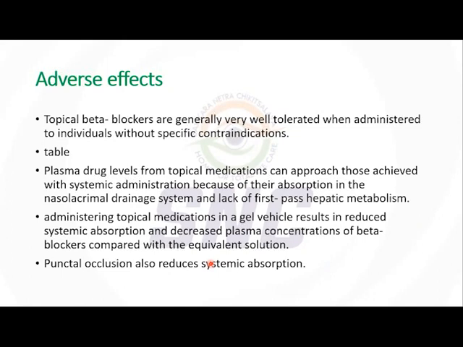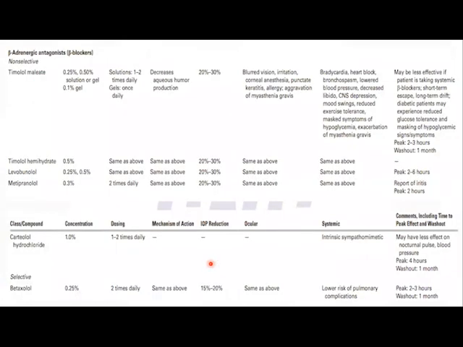Administering topical medication in a gel vehicle system reduces systemic absorption and decreases plasma concentration of beta blockers compared with the equivalent solution. Punctal occlusion may also reduce systemic absorption. These are the non-selective beta blockers: timolol maleate, timolol hemihydrate, levobunolol, metipranolol. For timolol maleate, 0.25% and 0.5% are the same in the rate of IOP reduction. And 0.1% gel is also there.